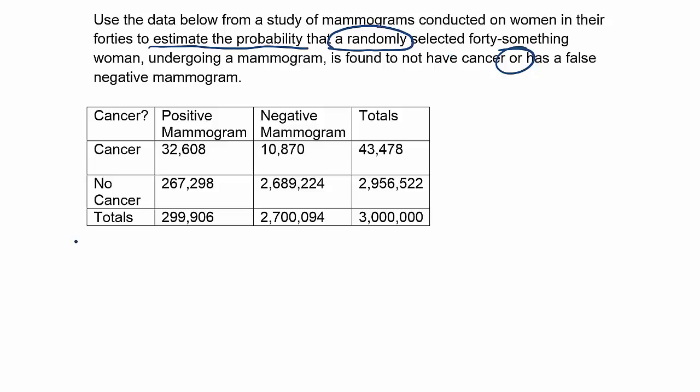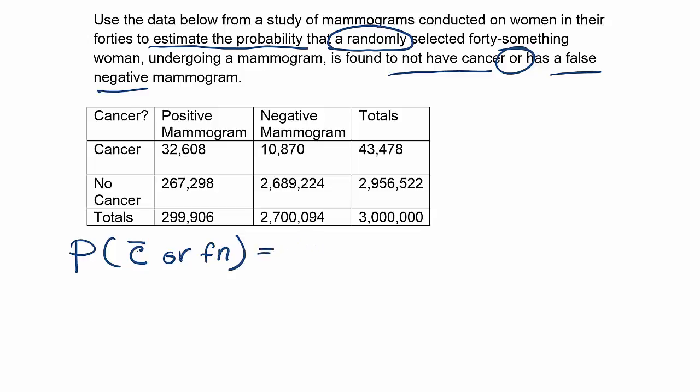So we're going to write out a probability statement. So probability of, now it says the person does not have cancer or has a false negative result. So I'm going to say C for cancer and put a bar on top to say not cancer, and then I'll write the word "or," and then it says false negative. I'll abbreviate that as FN, false negative. Okay, so this is my probability statement beginning.